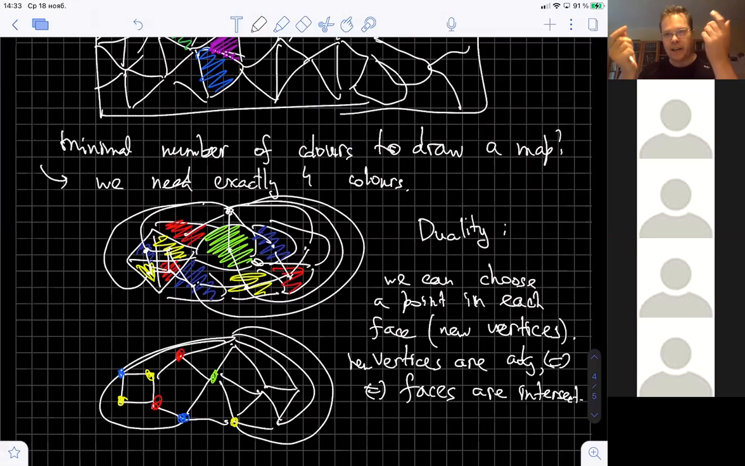So again, for each face we took a point, and then we connect these points if and only if the faces intersect each other, have the same border. From the coloring of the faces we have the coloring of the vertices, and if it is a correct coloring of the vertices, then we have a correct coloring of the faces. And so this is the same task. We have not solved this question here, because we proved that each map on the plane can be colored in five colors. But there is a theorem that we can use just four colors and not five.